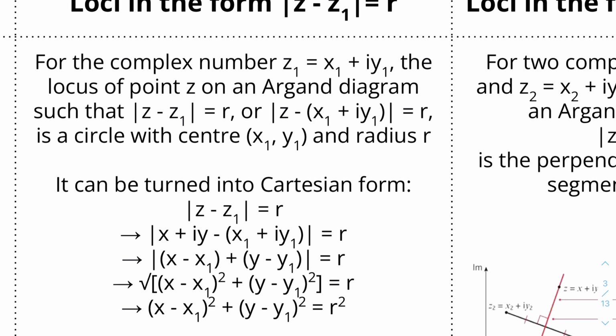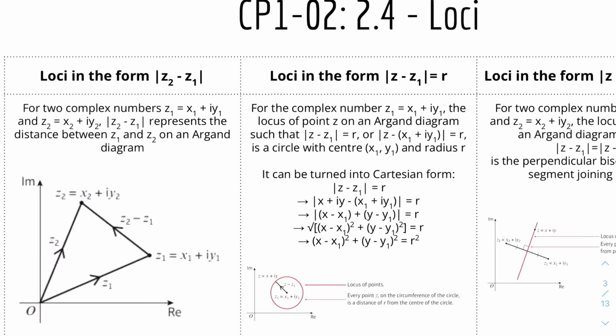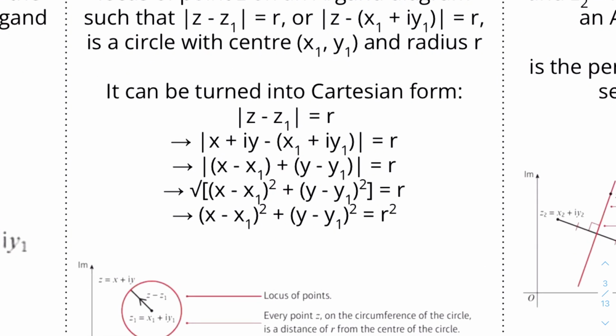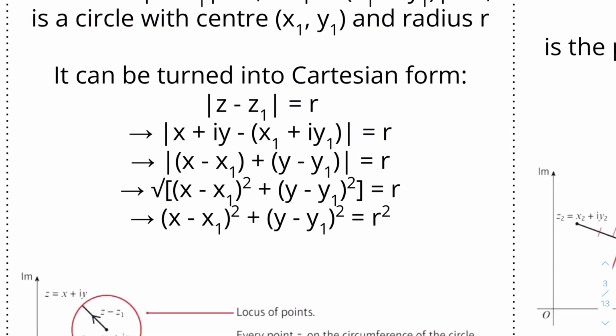So here's a simple proof for the center. We know that this can be turned into Cartesian form, like we can just reverse the whole modulus. So the modulus of z minus z1 equals r. We can substitute z by x plus iy because it's a generic point on the whole plane or diagram. So z equals x plus iy, minus z1.